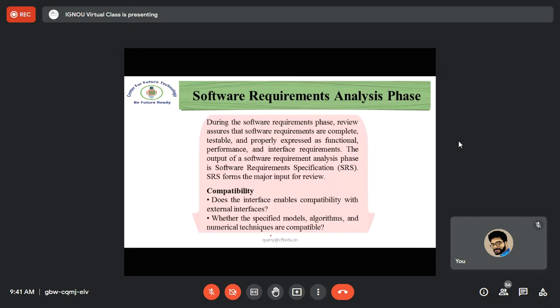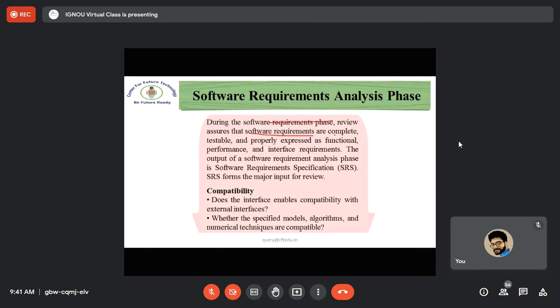Now here comes the software requirement analysis phase. Now, the SRS is ready with us. So we are into the analysis phase. During the software requirement analysis phase, we need to review and ensure the software requirements, because if they are incomplete, how can quality software be developed?